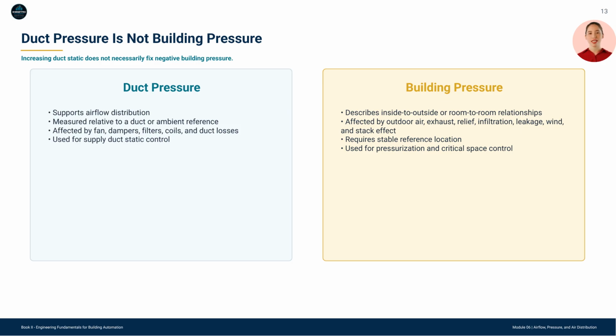This is a common mistake in the field. A building feels negative, doors are hard to open, or air is pulling in through entrances, and someone raises supply duct static pressure. That may increase fan energy and noise, but it may not fix the pressure relationship. To solve building pressure, you need airflow balance and a stable reference, not just more duct.